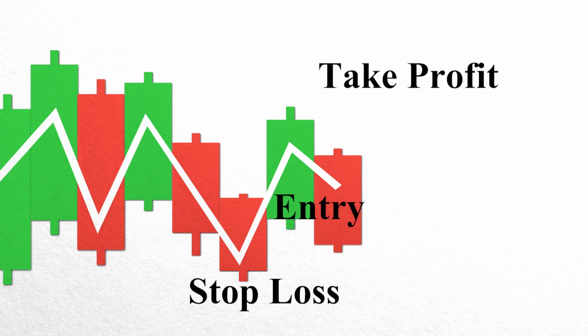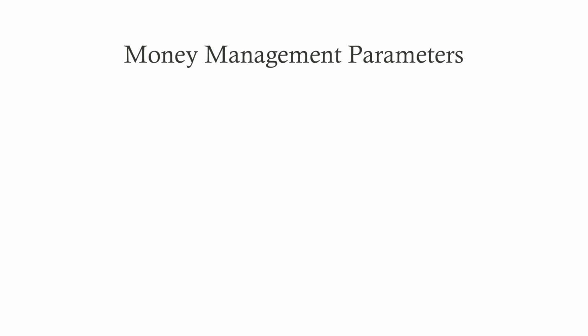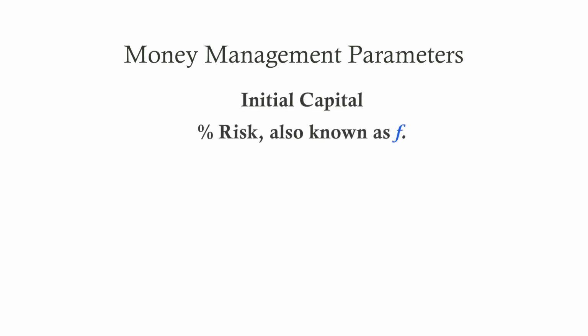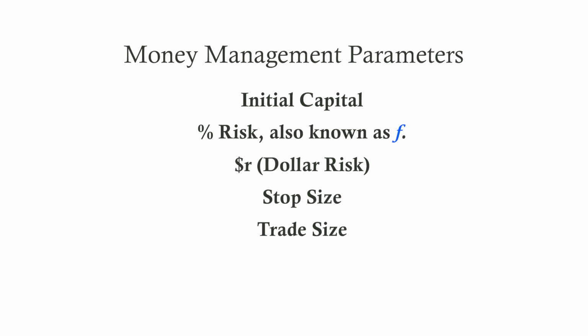We begin the study of basic money management with the 6 money management parameters you need to keep in mind. They are the initial capital, the percentage risk, which is also known as the dollar risk, the stop size, the trade size, and the risk-reward ratio. The trader must define these parameters in this order.